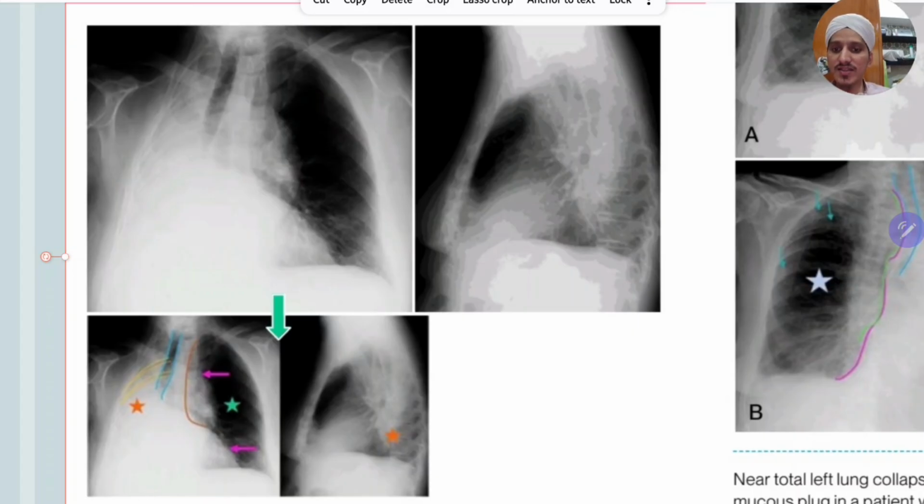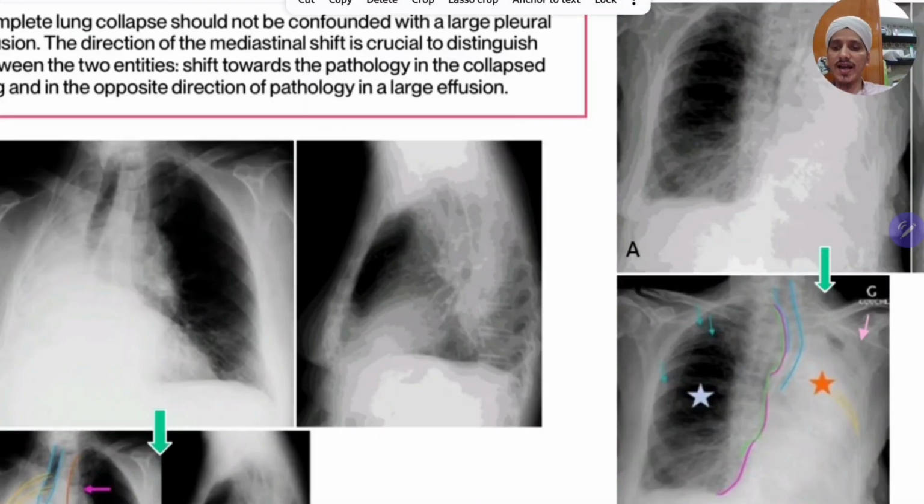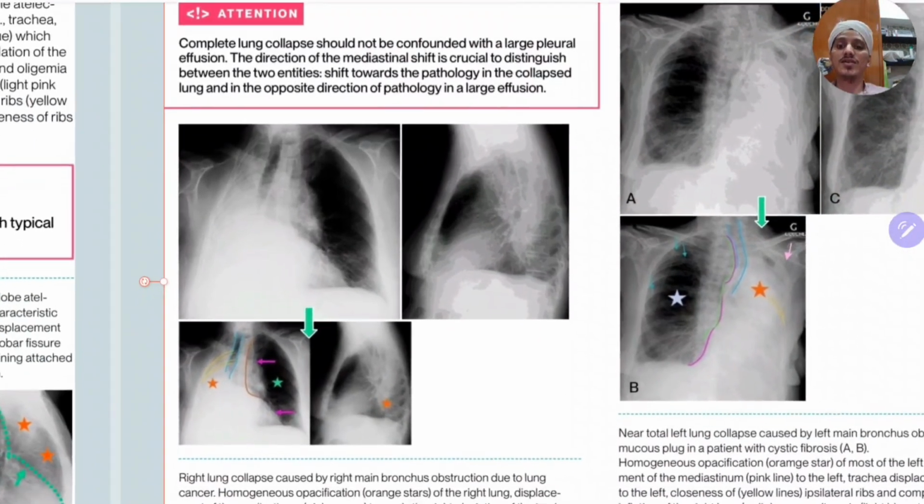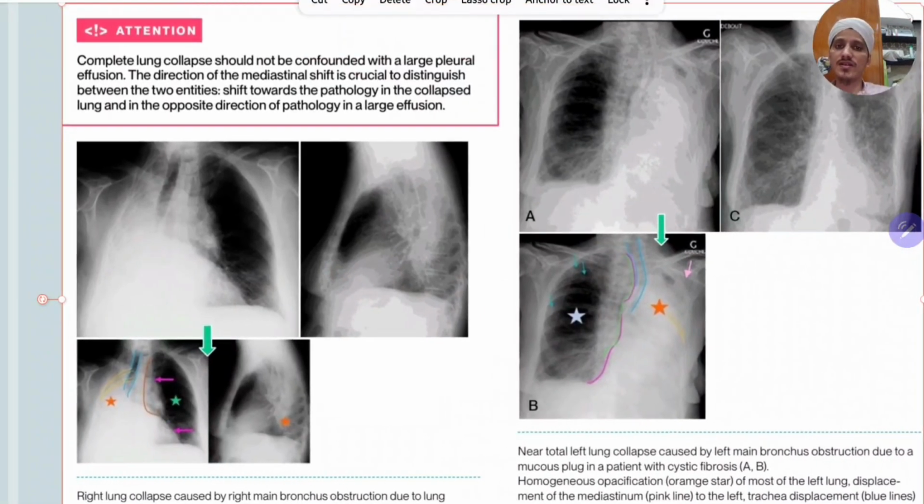Similar things you can note here. So this is increased opacification. So we have made out that it is a right total lung collapse, and if you make that out, then it is enough.